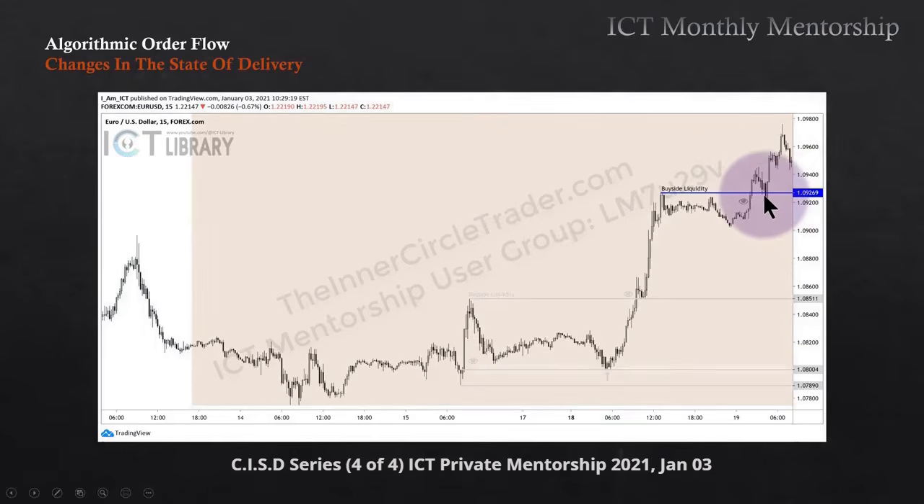But the factors are as I'm outlining here and in all the previous discussions in this series. Then we have what? Displacement again. Institutional order flow entry drill trades into it here. Another level of displacement on the upside.